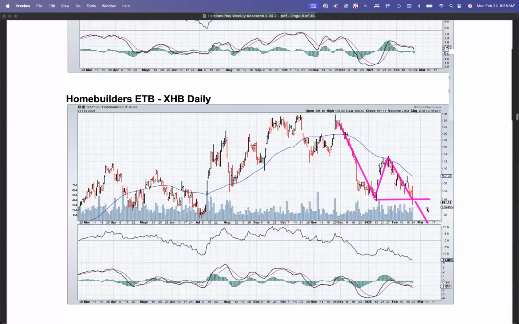So home builders at the moment are looking incredibly weak, underperforming the S&P 500 by a very wide margin over the last 6 months or so.